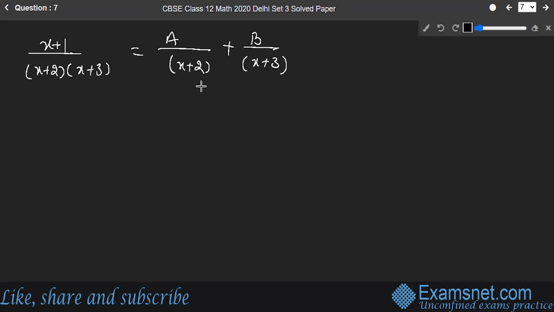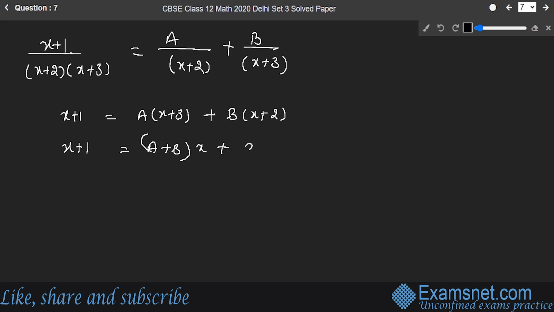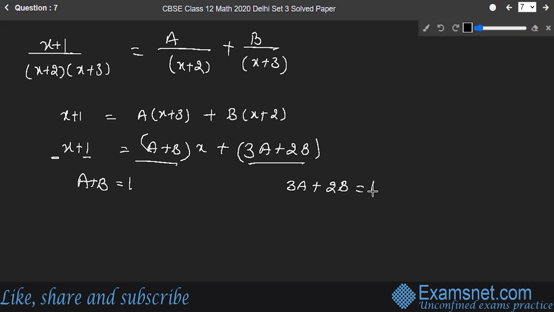So taking the LCM and cancelling the denominators, you will get x + 1 is equal to A(x + 3) + B(x + 2), or x + 1 is equal to (A + B)x plus 3A + 2B. I'm segregating the x and the constant terms. Comparing the coefficients, the coefficient of x on the right is A + B, and on the left hand side the coefficient of x is 1, so A + B is equal to 1. Similarly, the constants: 3A + 2B is equal to 1.